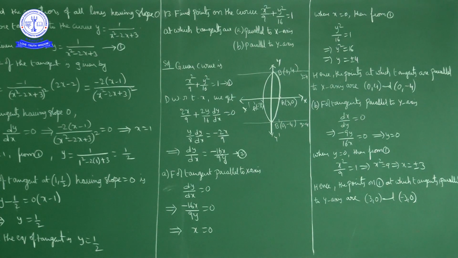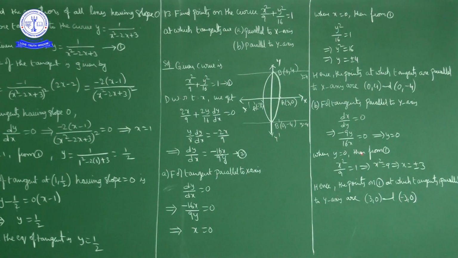But this is an important point. For tangents parallel to y-axis, dx by dy is 0. For tangents parallel to x-axis, dy by dx is equal to 0. For tangents parallel to y-axis, dx by dy is 0. Now, dy by dx is equal to minus 16x upon 9y. So, dx by dy is minus 9y upon 16x. No? So, equating to 0.